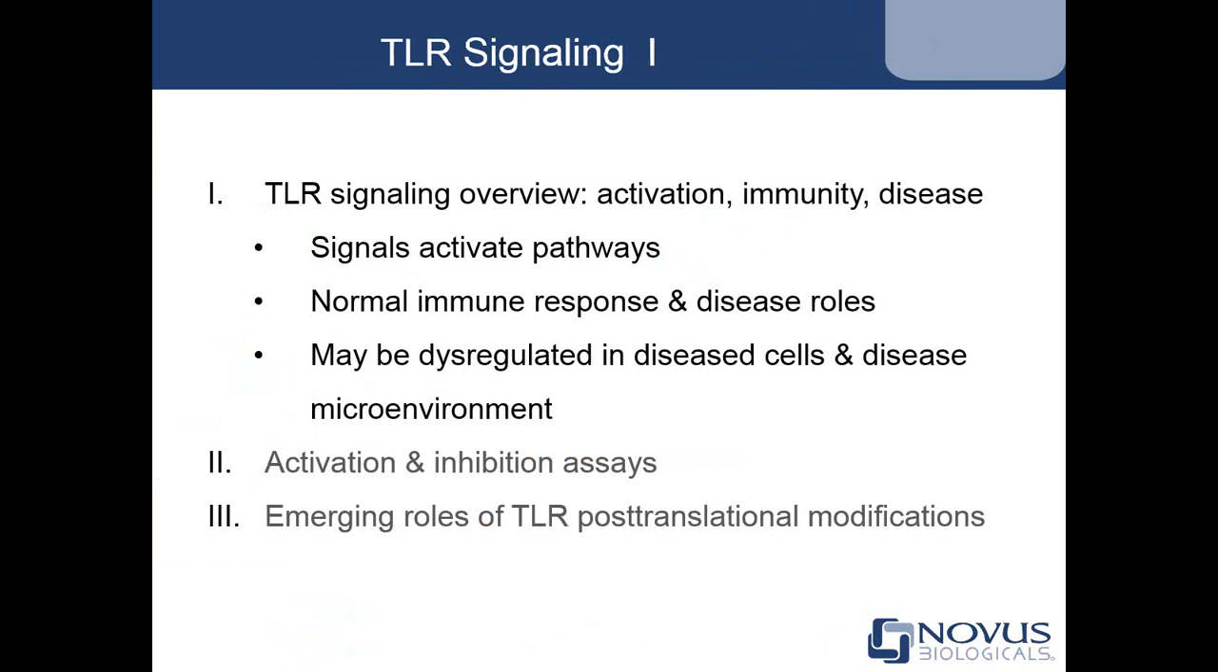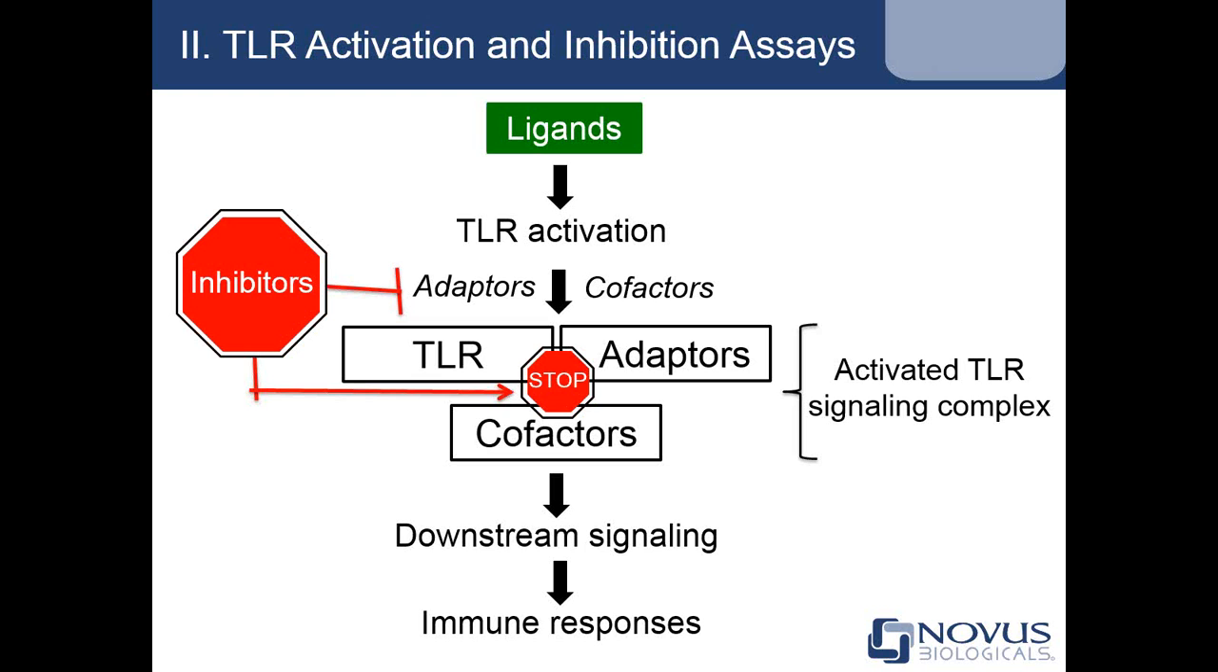So just to summarize before we move on to activation and inhibition assays, I showed you an overview beginning with the TLR signaling poster, which showed you how signals through TLRs activate downstream pathways. These lead to normal immune responses, and dysregulation may also lead to disease if you have overactivation of TLRs and overexpression of proteins, or constitutive expression of those downstream proteins without TLR activation. Now I would like to move to activation and inhibition assays.